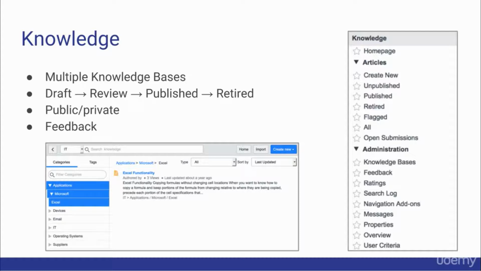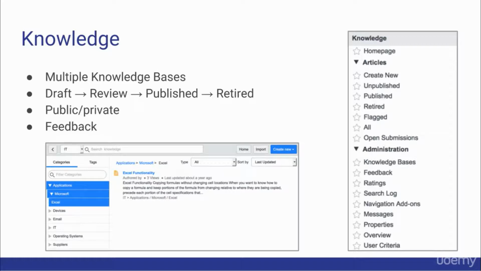Similar to multiple service catalogs, ServiceNow supports multiple knowledge bases. So, for example, you can have a knowledge base for IT-related articles, a knowledge base for HR-related articles, and so on. Knowledge articles must be reviewed and approved before they are published, where end users can then view them.